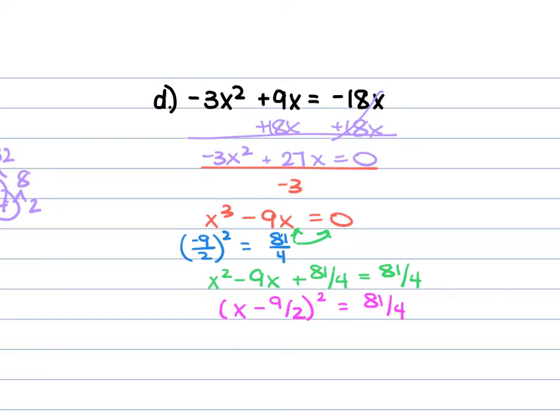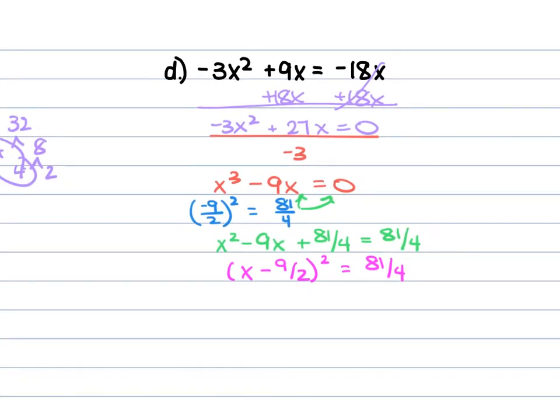A good cheat with this: whatever your b term is, whenever you divide it by 2 and then square it, before you square it, that's going to be what your binomial is going to include. So it's always going to be x minus a number or x plus a number, and that number is the one that you square to get your c term. So from here, we're taking the square root of both sides. We have x minus 9 over 2 is equal to plus or minus 9 over 2.